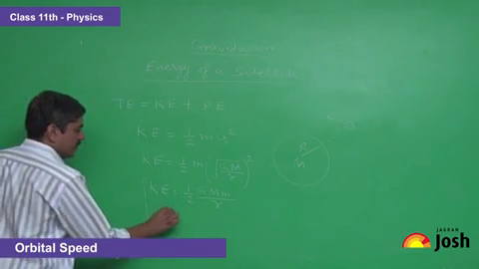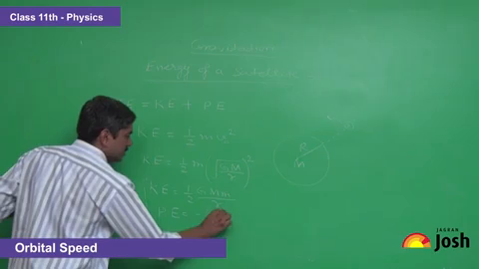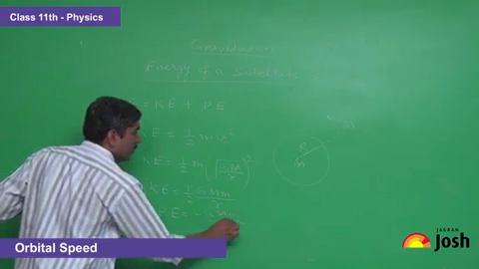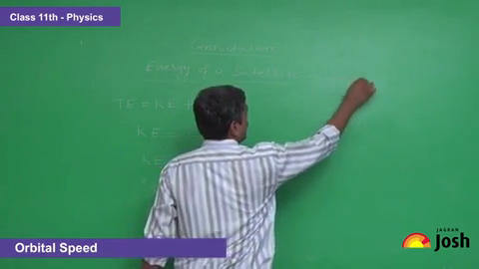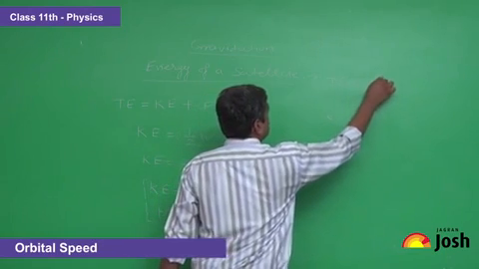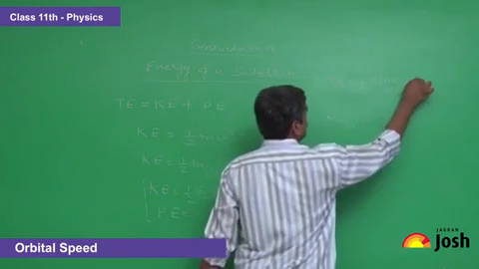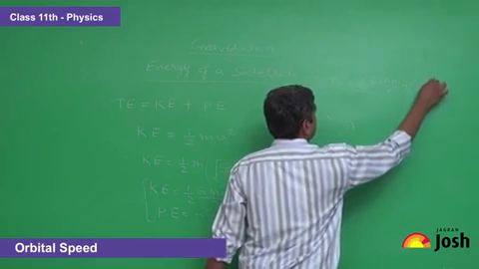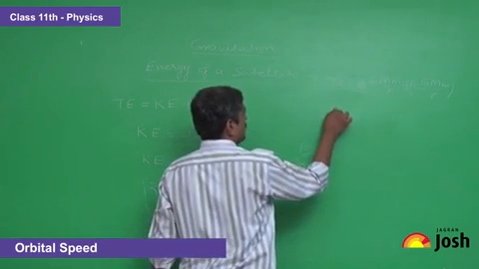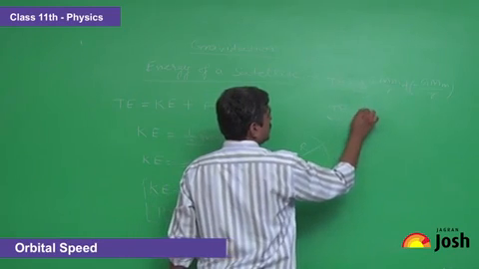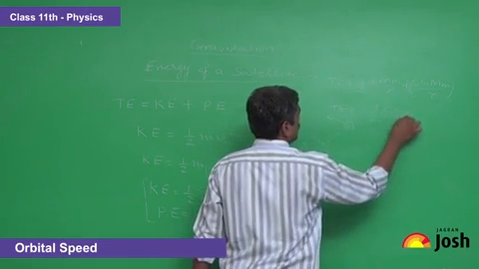In the last topic, we studied the potential energy, that is minus capital G capital M into small m upon r. To obtain the total energy, we write half capital G capital M small m upon r plus, in the bracket, minus capital G capital M small m upon r. On solving it, we get the result: total energy equals minus half capital G capital M into small m upon r.